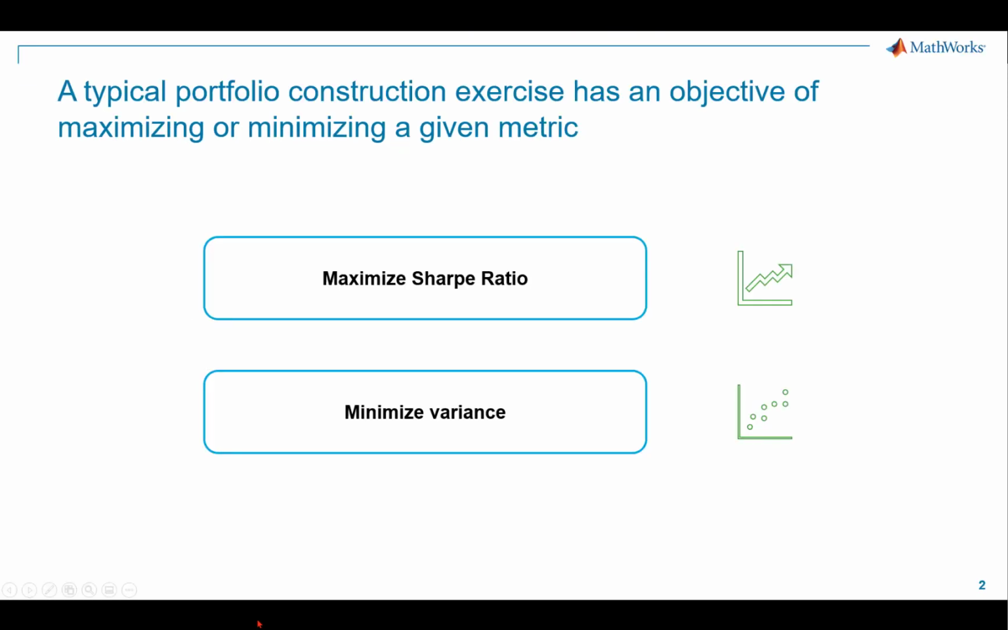A typical portfolio construction exercise has an objective of maximizing or minimizing a given metric. Some examples are Sharpe ratio or variance. Yet another metric that one could think of minimizing is the temperature score of a portfolio, as a proxy for the contribution of the portfolio to temperature, global warming.